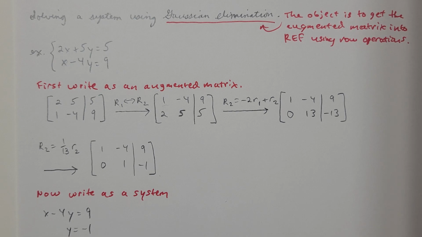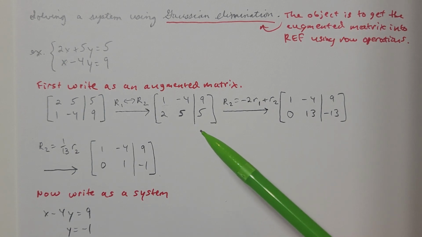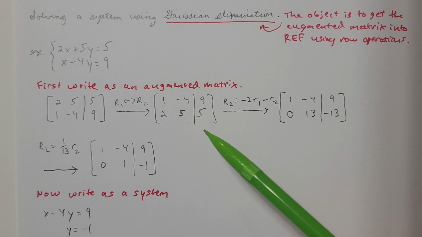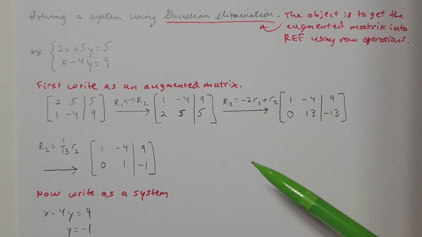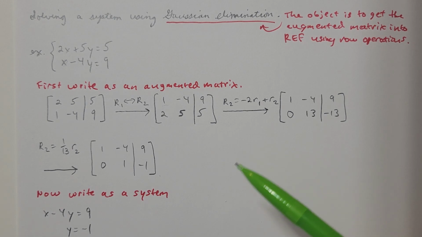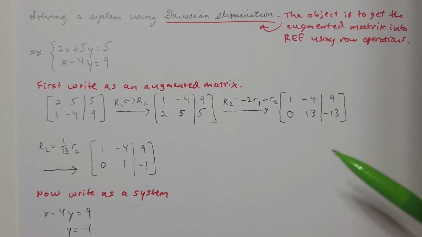The reason why I say it's faster is because we are only looking at the coefficients. I'm not writing down x and y and z each time when I'm doing these row operations, and all I'm doing is adding numbers. It's very easy to slip up, and one little mistake and there goes the whole problem.